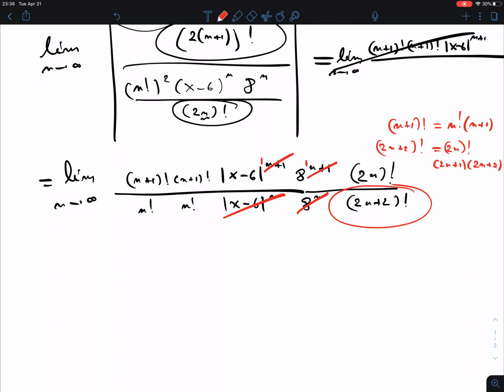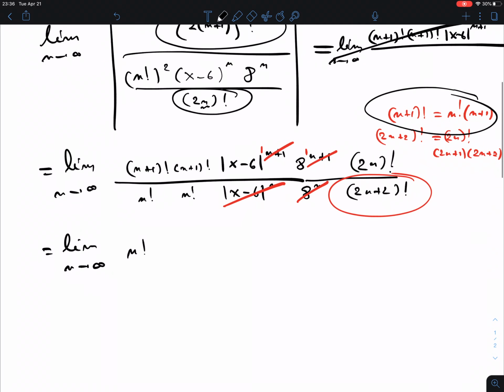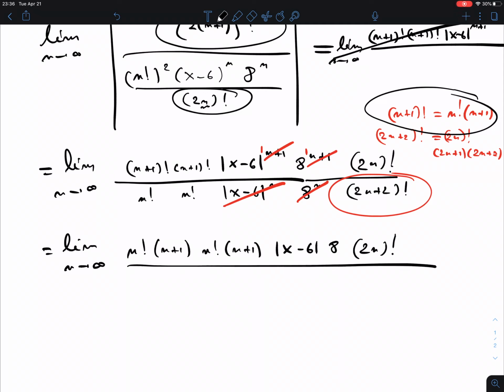Okay, so we can now replace everything. So this is the limit for n going to infinity. (n+1) factorial, so I'm now doing this formula. That is n factorial times n plus 1. There's another one, so I do this again. We had the x minus 6, and we had the 8. And then we have the 2n factorial that we don't touch because that was a smaller one. In the bottom we have the n factorial, those other two guys are gone.